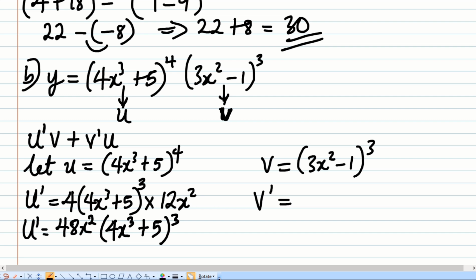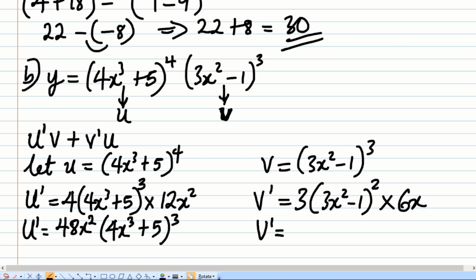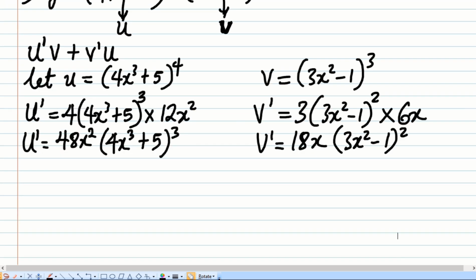And then on the other side, we do the same thing. The power will drop down, 3 multiplied by (3s squared minus 1), then the power reduced by 1, which becomes 2, but we'll have to multiply by the derivative of the term inside the bracket, which is 2 times 3 is 6, so that would be 6s, and if you differentiate 1, you're just going to get 0. Now again, we simplify things out. 3 times 6 is 18s, then multiplied by this term we have in the bracket. Now we have our u prime and v prime.